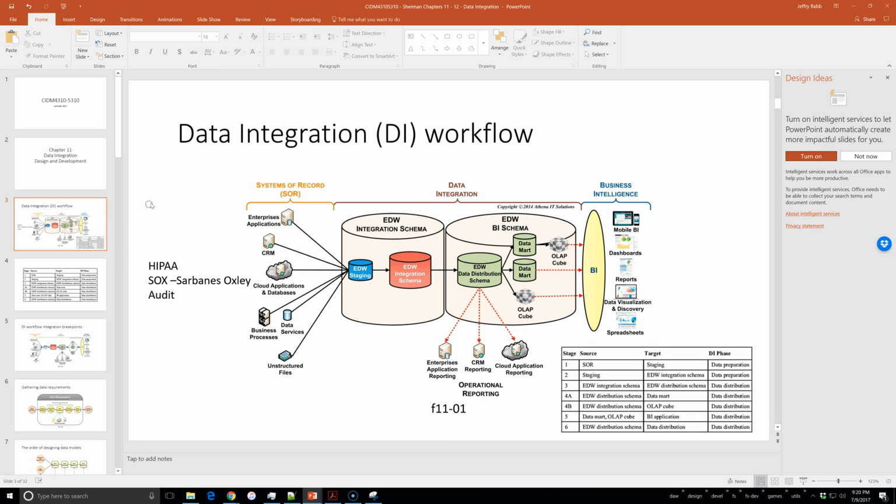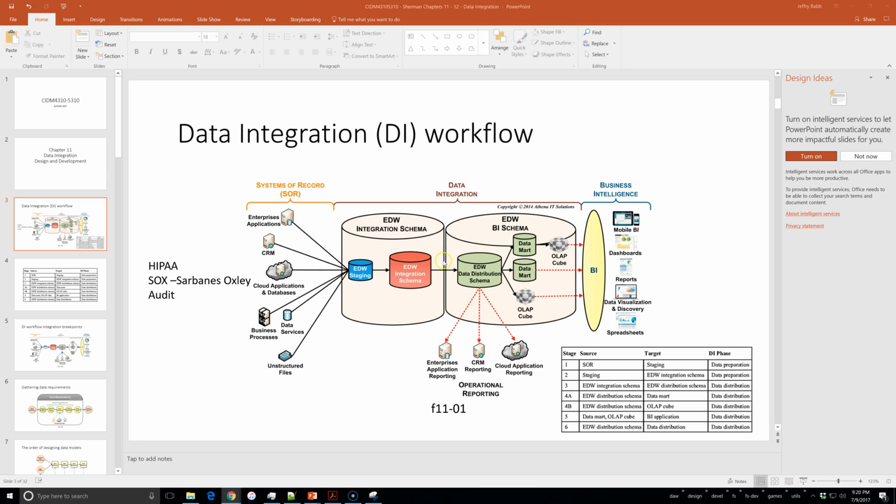Yeah, it's not bad. So stage one, we have our systems of records, and the target is staging. Stage two, of course, is to go to your integration schema, then your distribution schema, and each of these are essentially preparing for further consumption. So it's stages of cleaning and purposing this data.